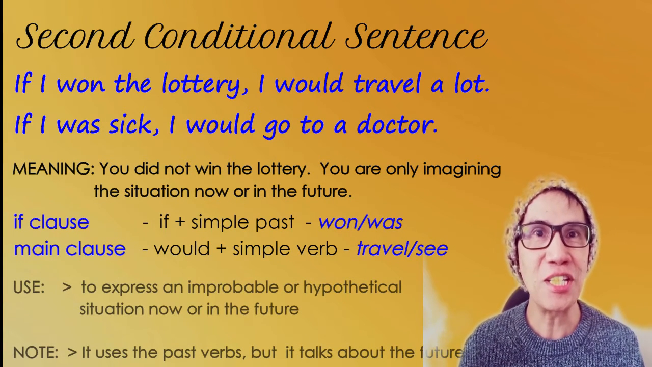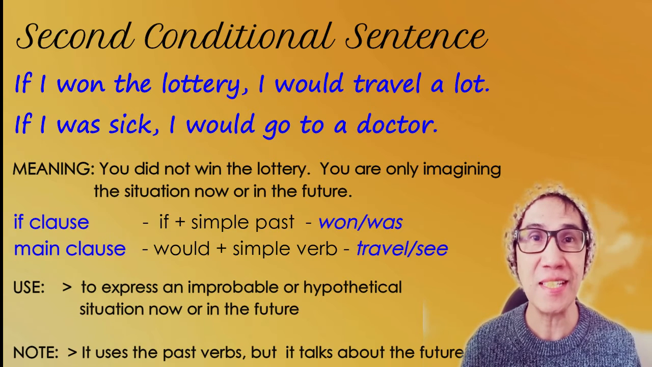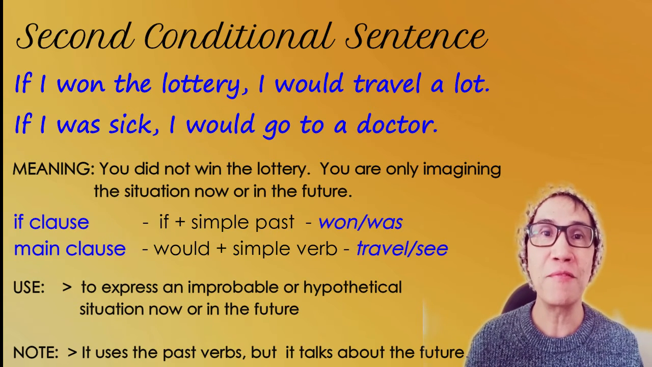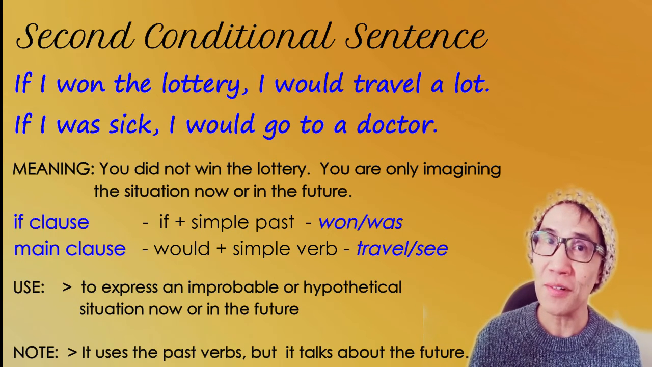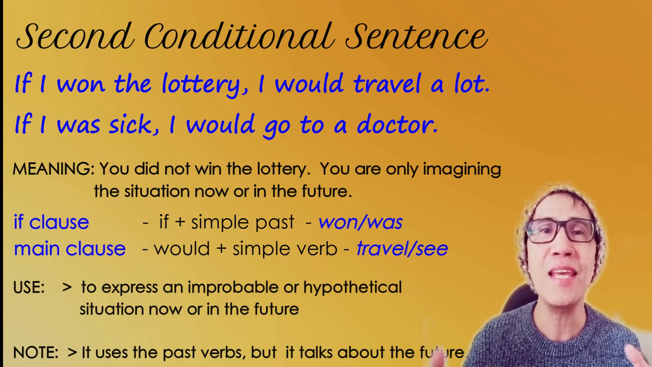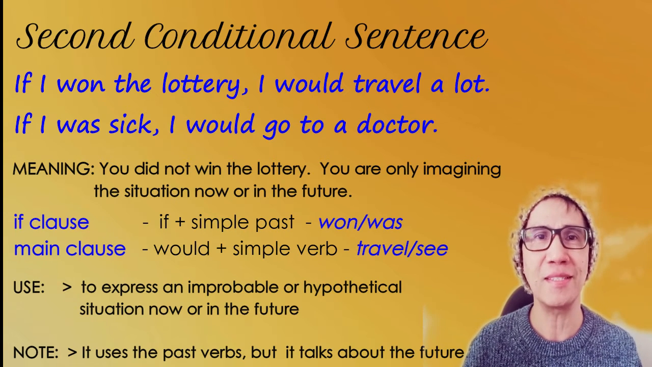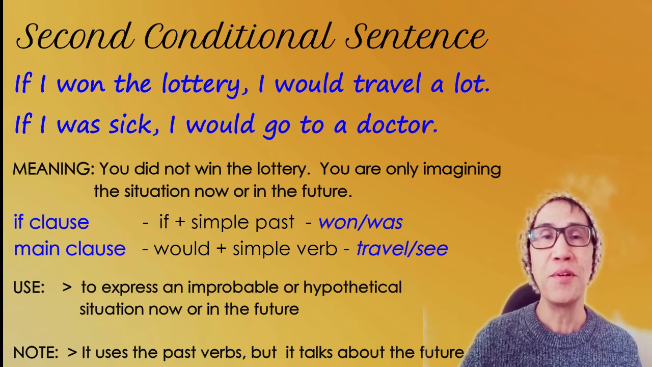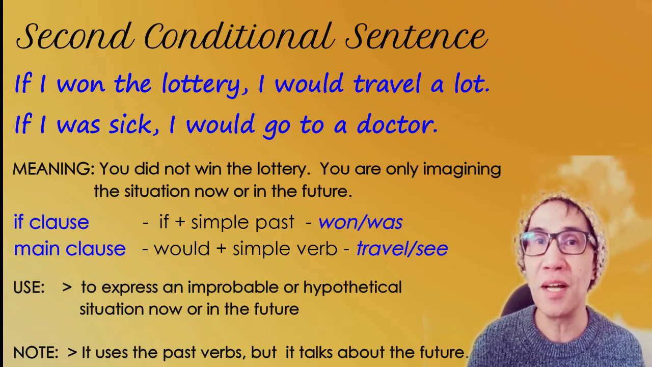The second conditional sentence. This is my favorite conditional sentence. Why, you may ask? Because it talks about fantasy and imagination. Don't you imagine or fantasize about anything and everything under the sun? I think everybody does. Anyway, let's get on to the example. For example, if I won the lottery, I would travel a lot.